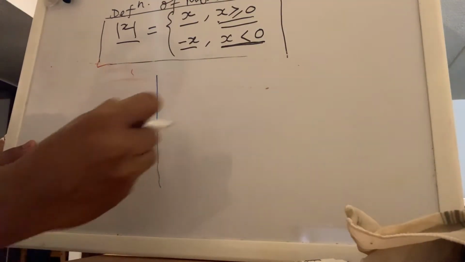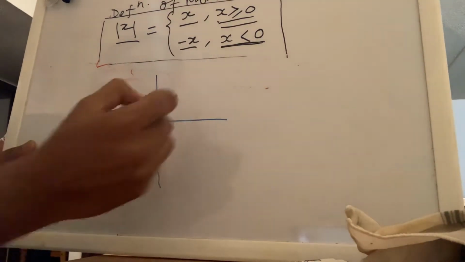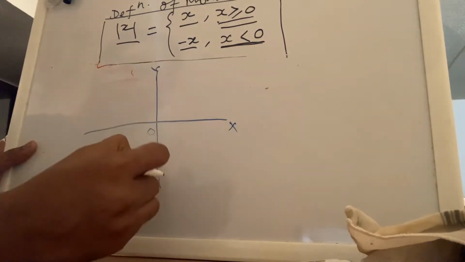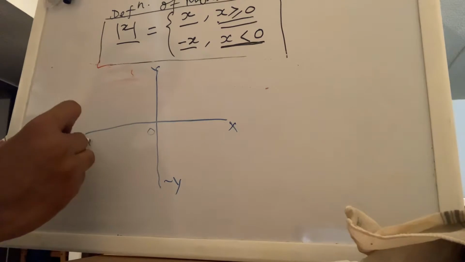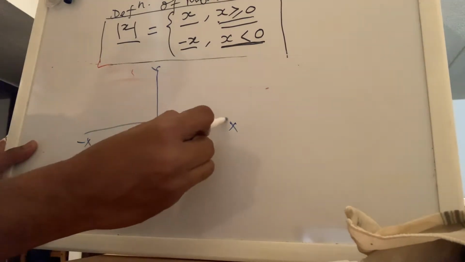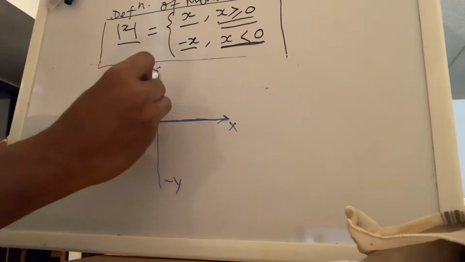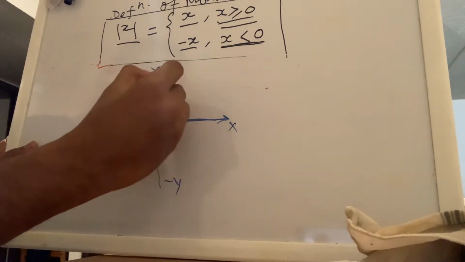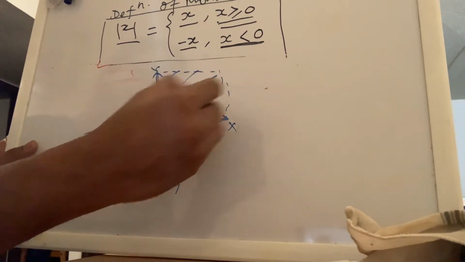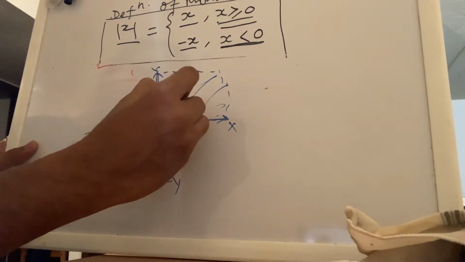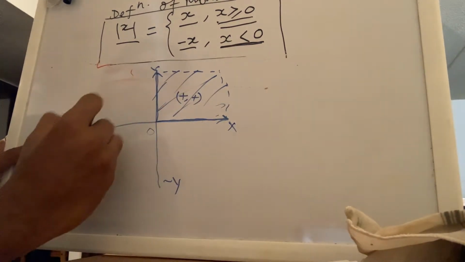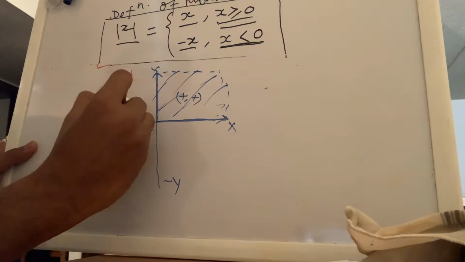Okay, this is the origin, this is x, this is y, this is minus y, this is minus x. So this area is positive, this area is positive. So this shaded area is always positive, plus positive.